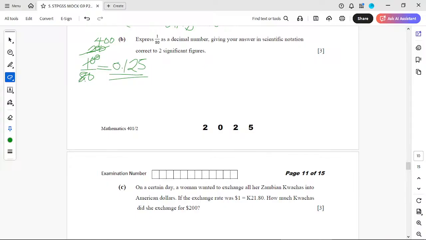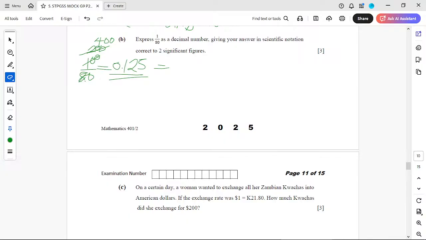Okay. Now the next step begins. The instruction is that we give our answer in scientific notation correct to 2 significant figures. So what we can do is we ask ourselves how many significant figures does this number have? It has got 3 significant figures, so we need to reduce them to 2. So to change this number, we're going to reduce these to 2 significant numbers.